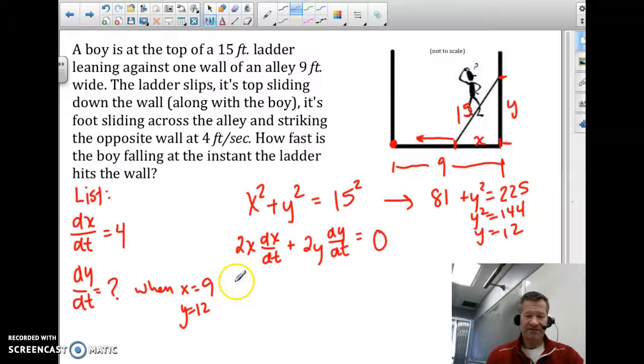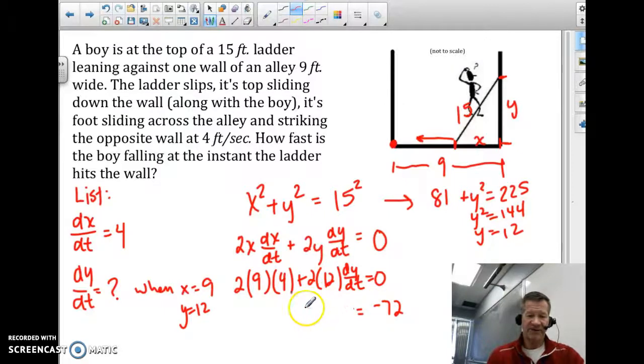So let's plug our values into this differential equation. We have 2 times 9 times dx/dt, which is 4, plus 2 times y, which is 12, times dy/dt, which we're looking for, equals 0. Multiply these, I get 72. Let's subtract that to the other side. 2 times 12 is 24. That would be 24 dy/dt. And then dividing by 24, I can see that dy/dt is negative 3.